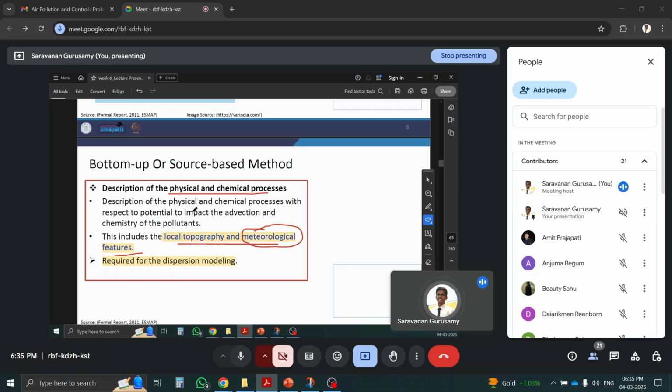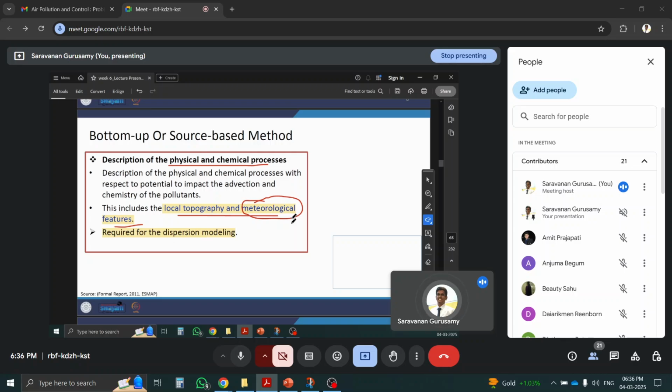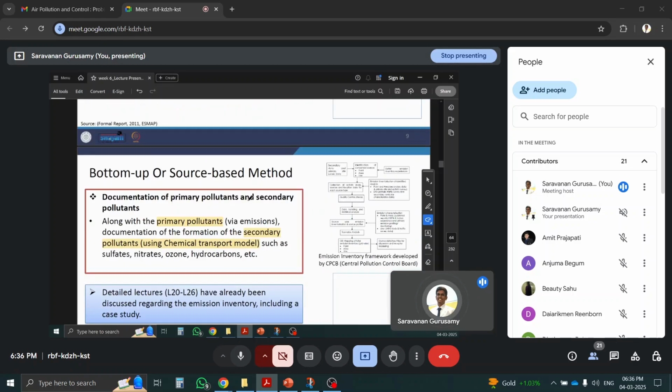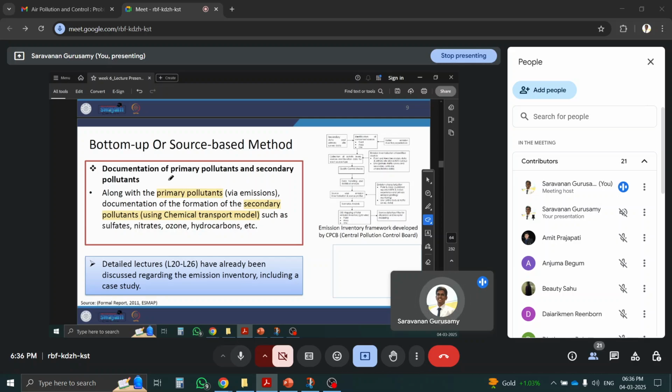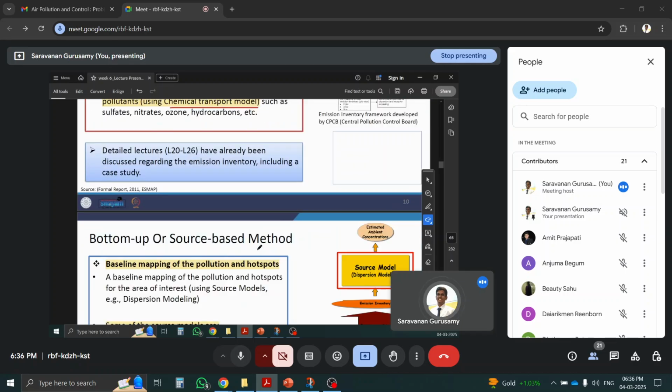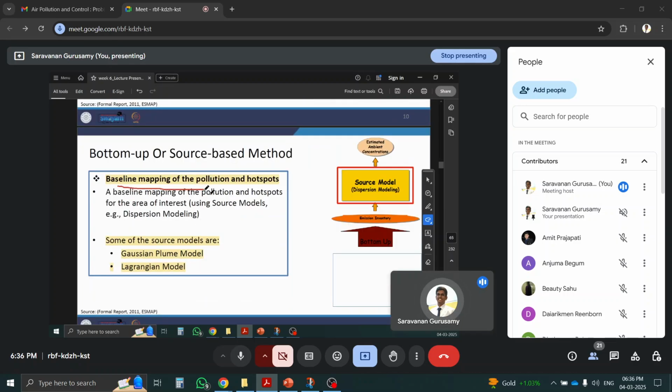Physical process, in the sense PM10 and PM2.5 will abrade with some other obstacles, and it will also reduce in size or increase in size, that will contribute to pollution transformations. So this is also required for dispersion modeling. Then how to find the secondary pollutant formation by using chemical transport models. Then we need to know the baseline mapping by the Gaussian plume model and the Lagrangian model.